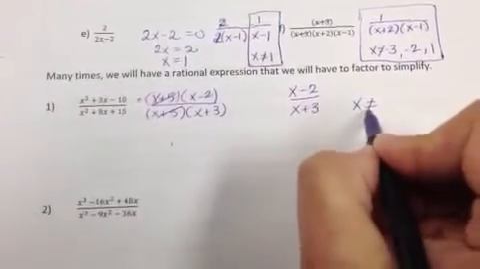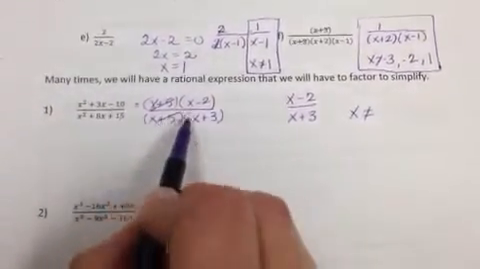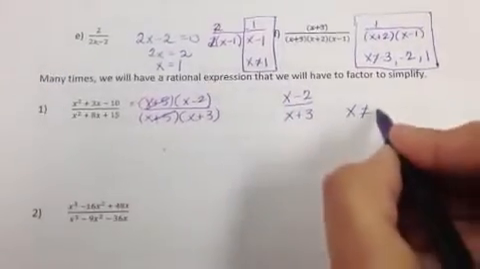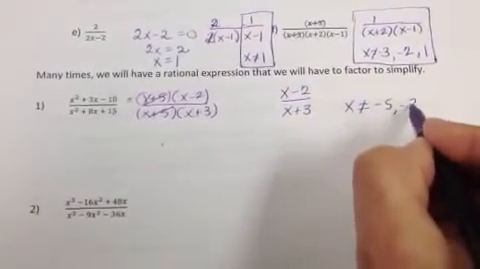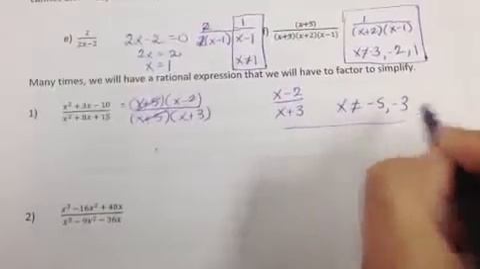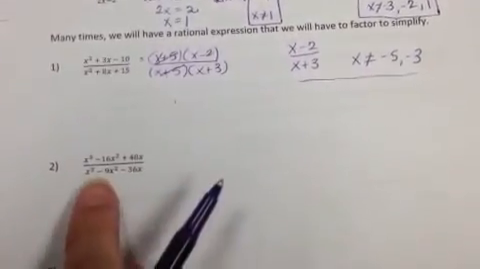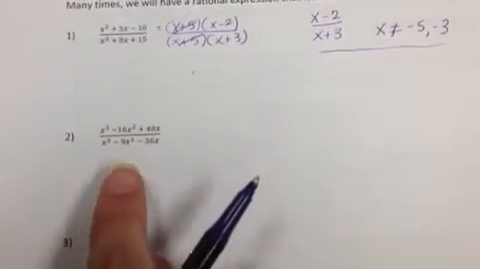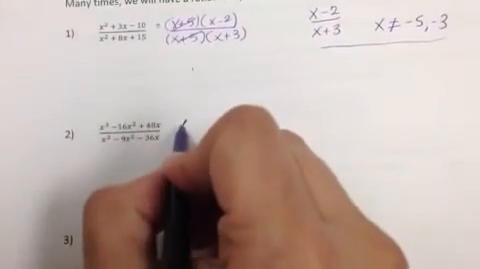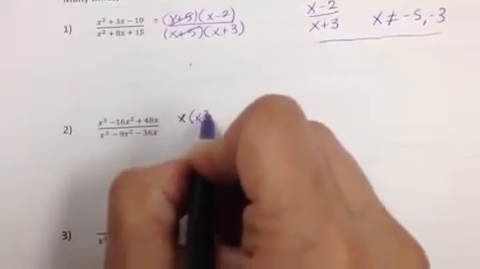Remember, though, that x cannot equal whatever causes this to be a 0 in the denominator. So x cannot equal negative 5 or negative 3. And that's our solution. On number 2, we're going to factor, and the first thing I want to do is find the greatest common factor in the numerator and take that out.